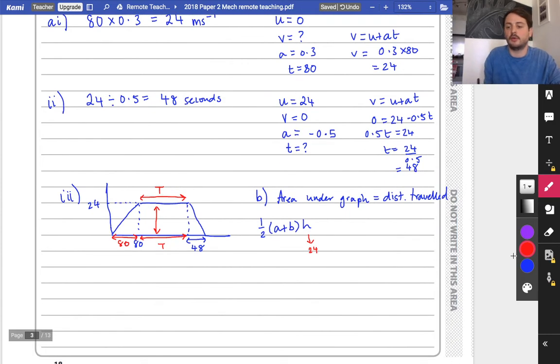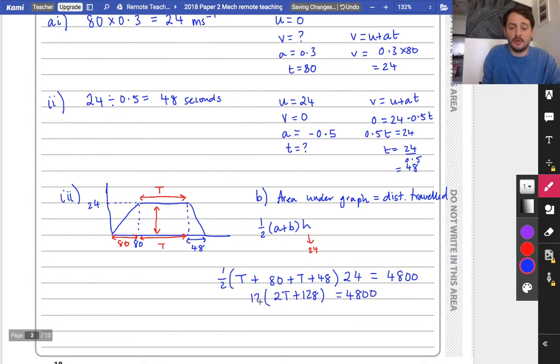So I'm just going to set that up as an equation. My area under the graph is a half. a is the top bit, which is going to be t, and b is the bottom bit, which is 80, t, and 48. And that's all being multiplied by the height, which is 24, and that's equal to 4,800. Now you're welcome to expand this, but I think it's going to be easier to just deal with the half and the 24, which is just 12, and then the inside bit is 2t plus 128, and that's equal to 4,800.